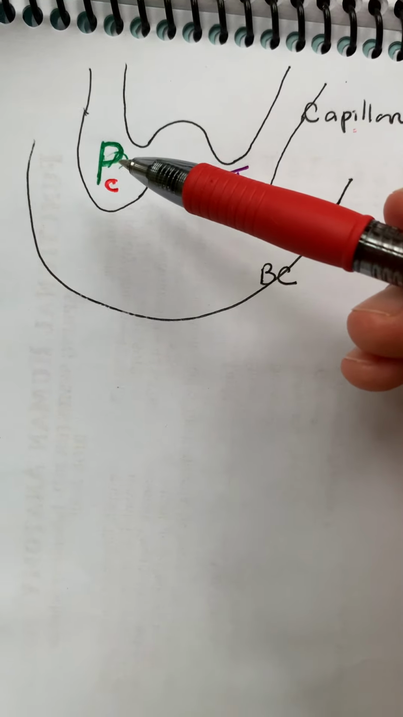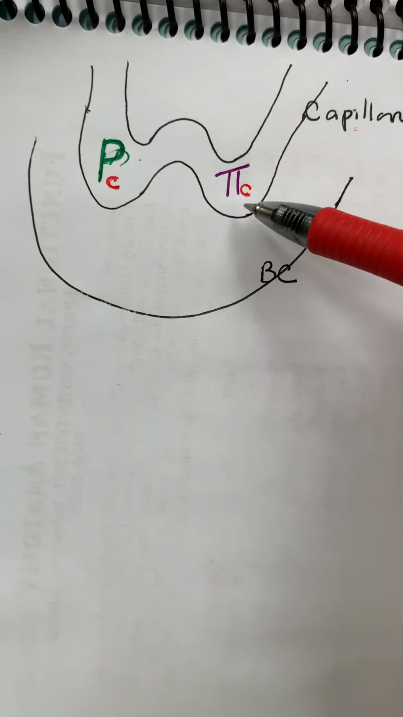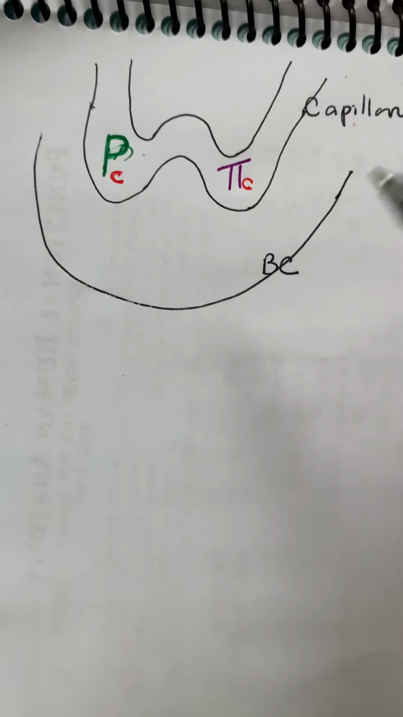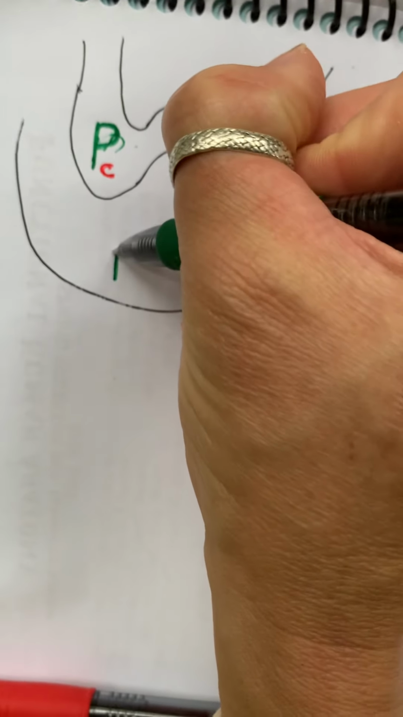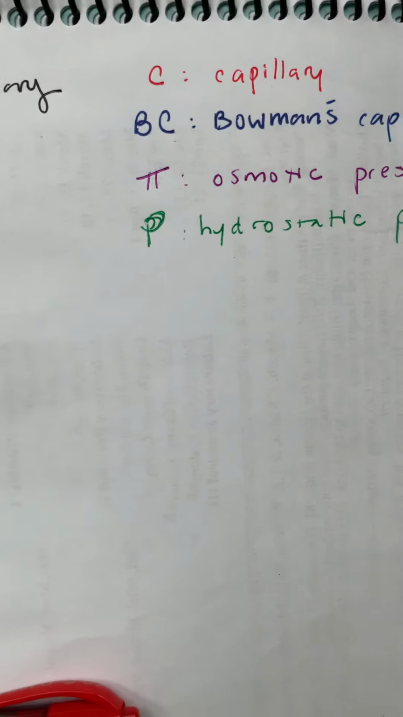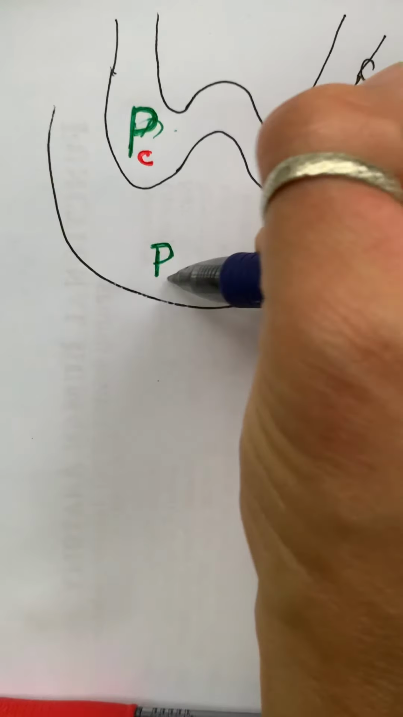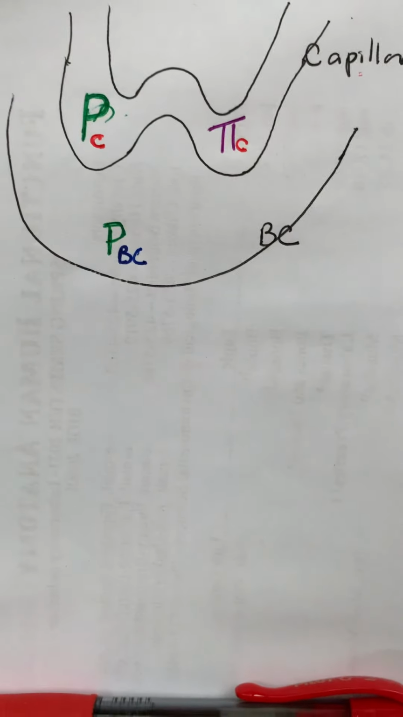So now if I look in my glomerulus, I just drew a really simple capillary. Okay, so this would be part of our glomerulus, and then down here would be the Bowman's capsule. Just a very simplified diagram. Then we've got our hydrostatic pressure of the capillary and the osmotic pressure of the capillary. So if we want to add our hydrostatic pressure of the Bowman's capsule, we give it a green P. And then we're going to use, according to our key over here, a BC for the Bowman's capsule. Okay, so that would be our hydrostatic pressure of the Bowman's capsule.